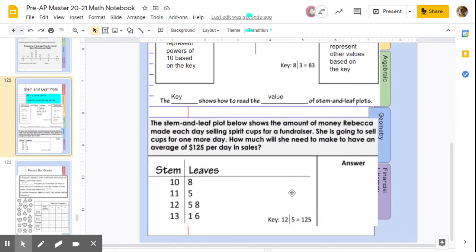So if we look down here at the bottom, we have one to practice with. It says, the stem and leaf plot below shows the amount of money Rebecca earned each day selling spirit cups for her fundraiser. She is going to sell the cups for one more day. How much will she need to make to have an average of $125 per day in sales?